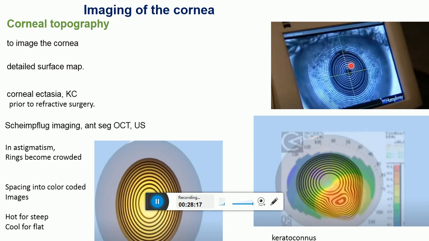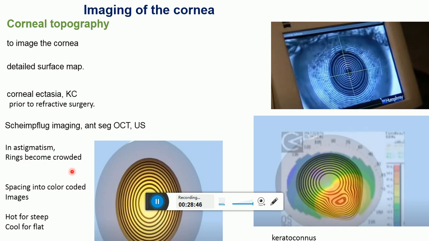A major application is the detection and management of corneal ectasia, principally keratoconus. Screening for corneal ectasia is especially important prior to refractive surgery. It is used occasionally for contact lens fitting and to measure corneal thickness. Scheimpflug imaging is new technology that may offer advantages in topography imaging. Anterior segment OCT and ultrasound biomicroscopy can also be used to image the cornea.